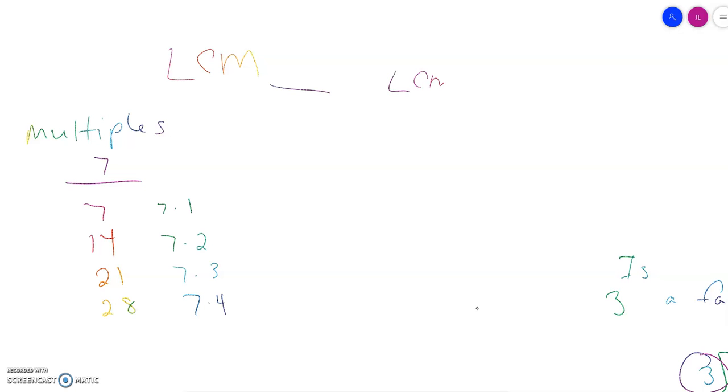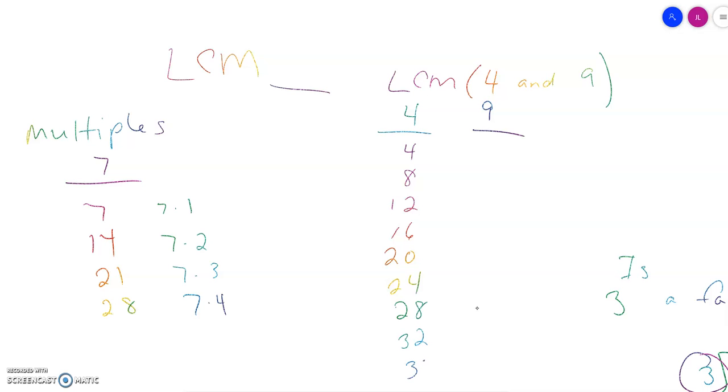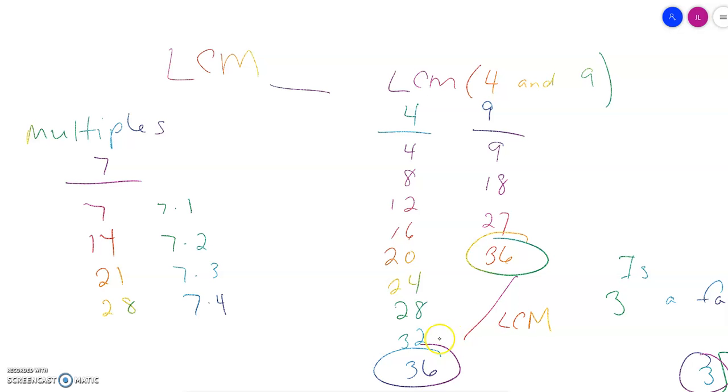So my LCM of, let's do 4 and 9. I can make out my list of 4s and make out my list of 9s. So 4, 8, 12, 16, 20, 24, 28, 32, 36. And then I would go by 9s: 9, 18, 27, 36. And I see they meet at 36. So 36 is my least common multiple.